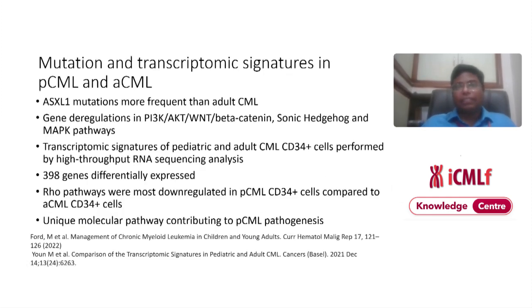There have been studies which have tried to evaluate the mutation and transcriptomic signatures and compare the differences between pediatric CML and adult CML. ASXL1 mutations are more frequent in pediatric CML when compared with adult CML. Gene deregulations in PI3K, AKT, WNT, beta-catenin, sonic hedgehog, and MAPK kinase pathways are more frequent in pediatric CML.